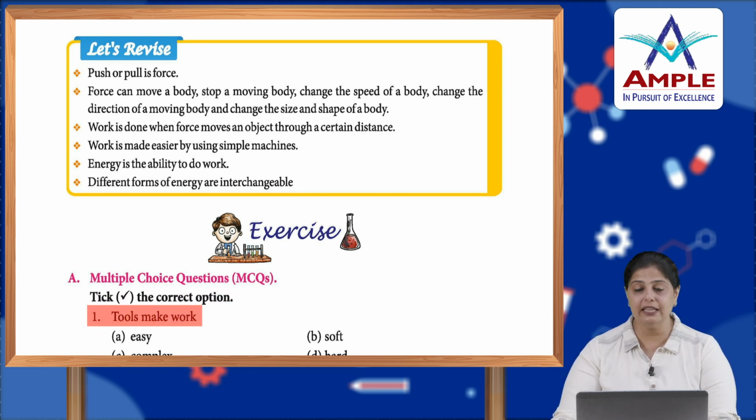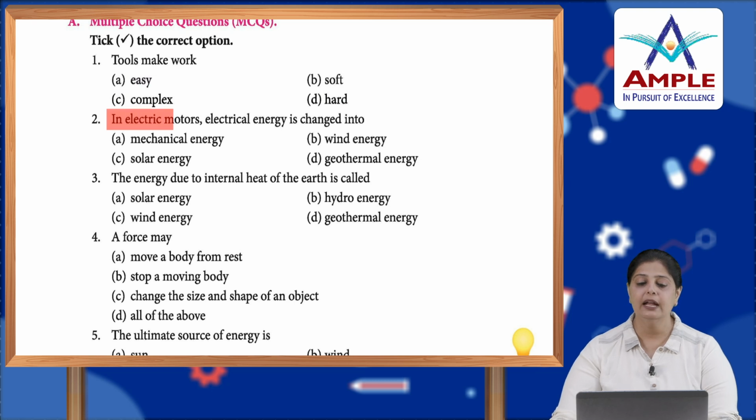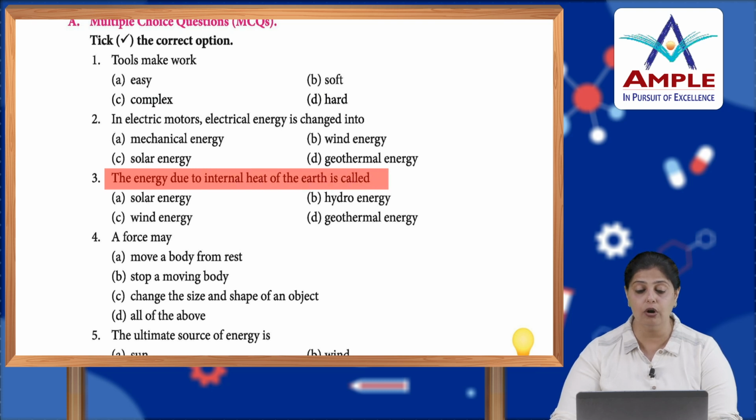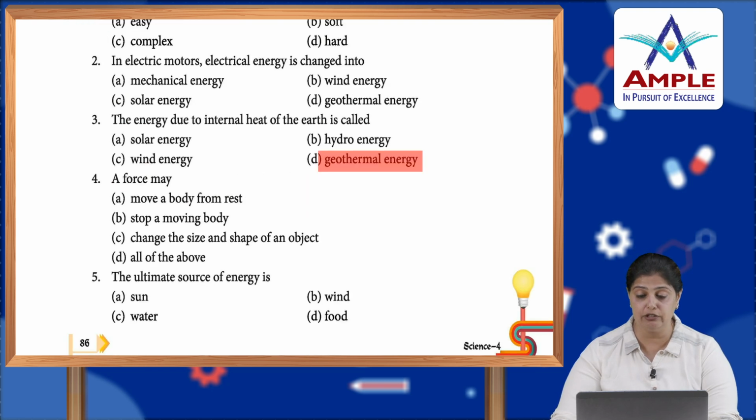Tools make work easy, soft, complex, hard? They make our work easy. In electric motors, electrical energy is changed into mechanical energy, wind energy, solar energy or geothermal energy? In electric motors, electrical energy is changed into mechanical energy. The energy due to internal heat of the earth is called solar, hydro energy, wind energy or geothermal energy? It is the geothermal energy.